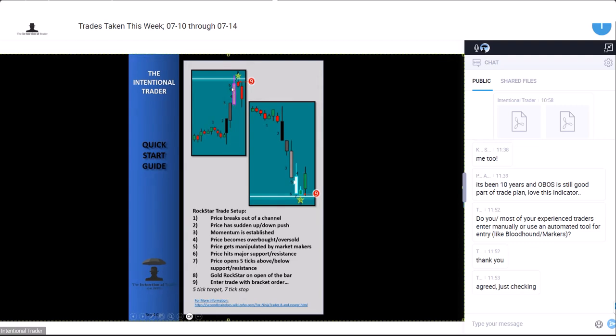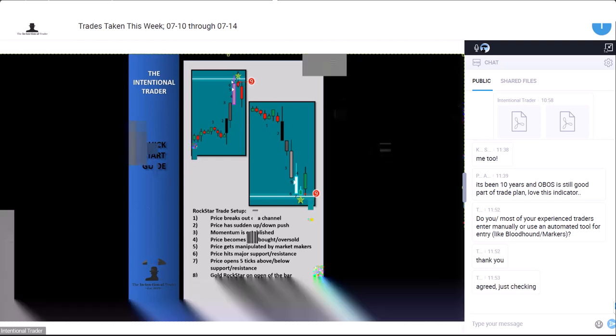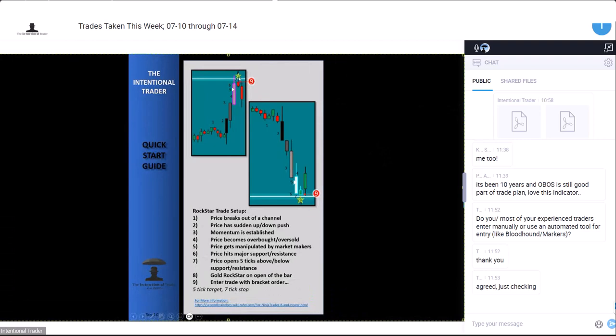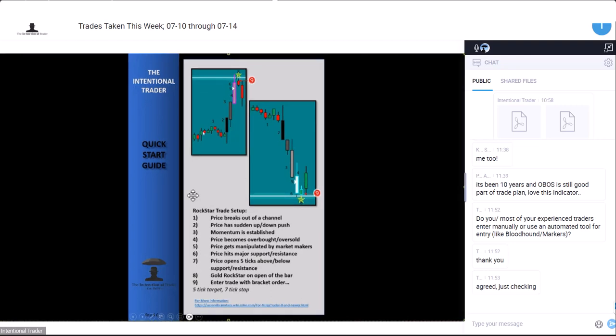Then we slam into this line of major support or resistance, this is resistance, and then price backs up and opens below the resistance with a Rockstar. That's our entry. That's where we enter with a bracket order of a 5-tick target and a 7-tick stop. So when we put on our trade, the target and stop are automatically added as well. So you're going to see that. That's our Rockstar, the ideal Rockstar trade setup.